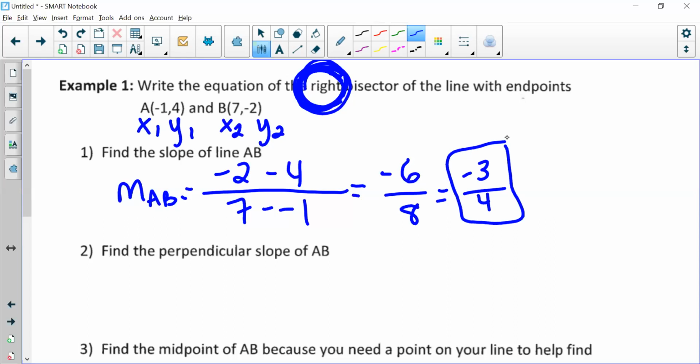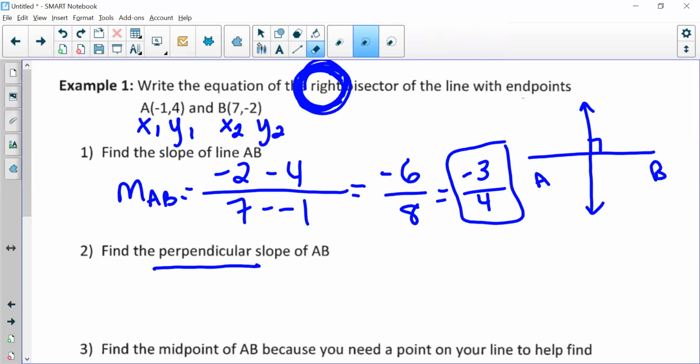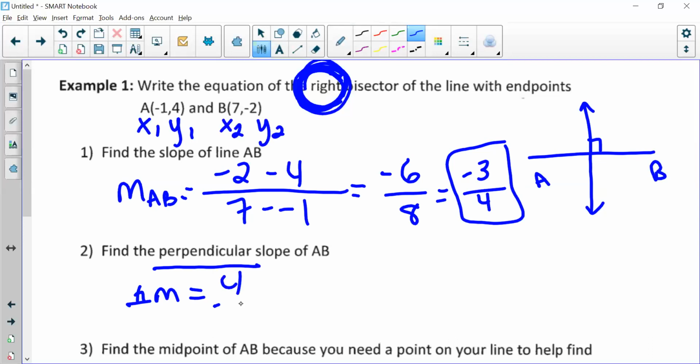Pretty amazing. Now, this is the slope of line AB. So if I just roughly sketched AB, this is the slope of this line. But I ultimately want a perpendicular line. So how do I find the slope of a line that's completely opposite? What will be the perpendicular slope of AB? 4/3. Very good. Switch the sign. So -3/4 becomes positive 3/4, then becomes 4/3. So positive 4/3.